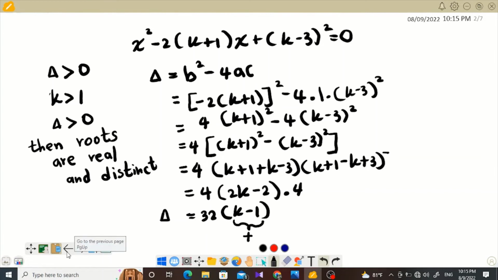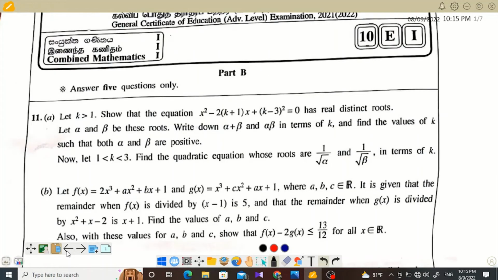Now we move to the second part. They have given that alpha and beta are these roots. Write down alpha plus beta and alpha dot beta in terms of k. Now we have to write the expression for the sum of roots and product of roots, and then find the values of k such that both alpha and beta are positive. First I am going to find the values for alpha plus beta and alpha dot beta.